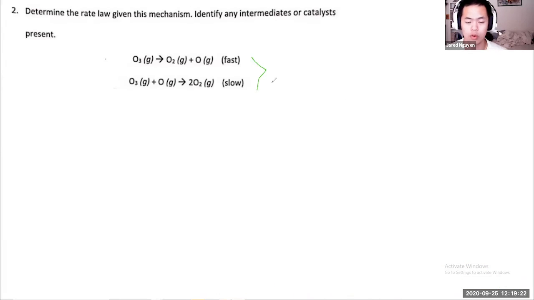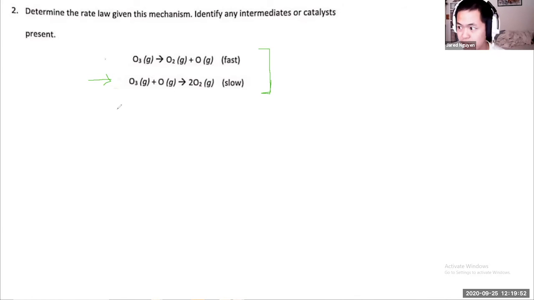When we're doing rate laws, we cannot take the overall reaction coefficients and make them into a rate law. Usually you cannot do that, right? But because this is not the overall mechanism, we can actually use the stoichiometric coefficients here to make rate laws. Okay. So because we're given this slow step, we're going to base the rate law on the slow mechanism, right?